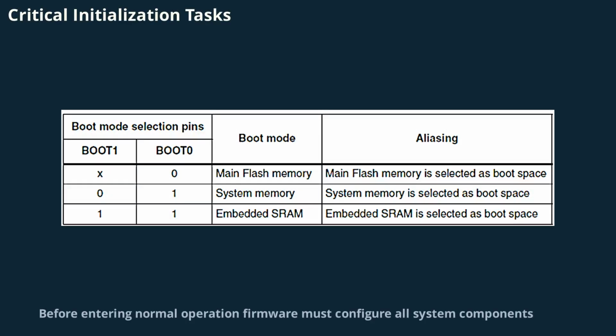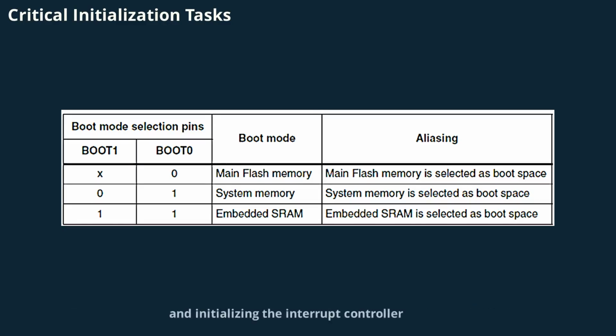Before entering normal operation, firmware must configure all system components. This includes selecting the clock source, setting up the PLL, configuring memory controllers, enabling peripheral clocks, setting up GPIO pins, and initializing the interrupt controller. Each task is essential for ensuring the system runs reliably and efficiently. Proper initialization lays the groundwork for stable firmware execution and robust hardware interaction.